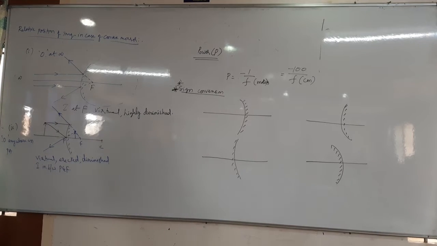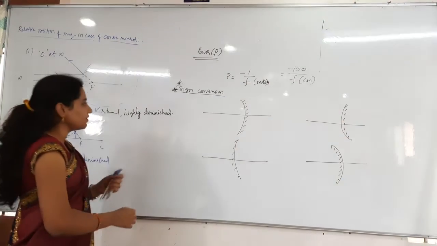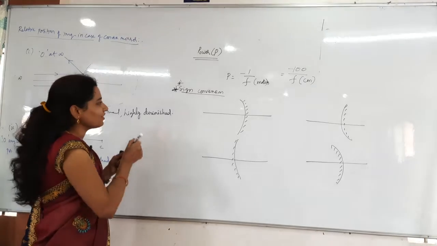Write the formula. P is equal to minus 1 by f meters, or minus 100 by f in centimeters. In case of lenses, it will be just 1 by f only. Okay? So that is the power. In terms of radius, can you tell me the answer? In the case of radius, 200 by R. Correct? Why? Because in the place of f, I can write R by 2. Then sign convention, very important.